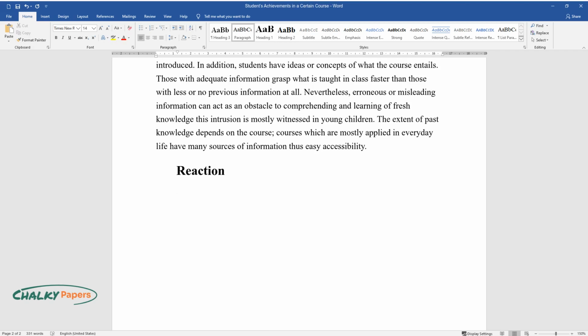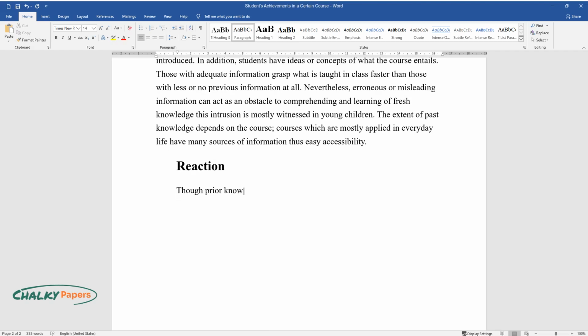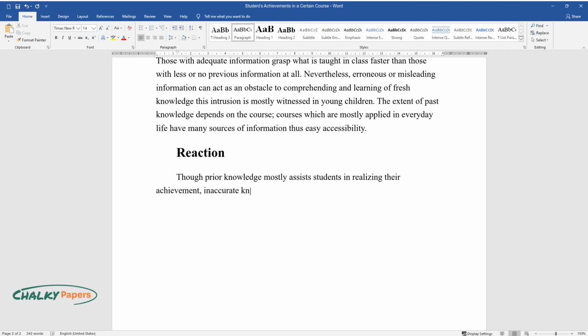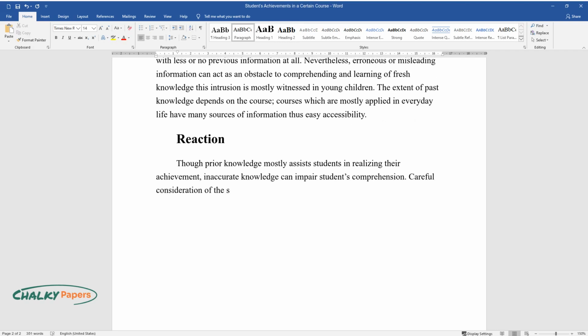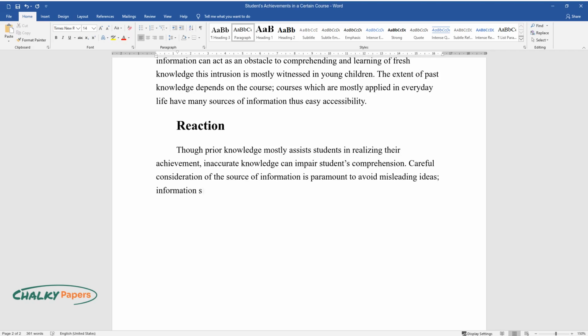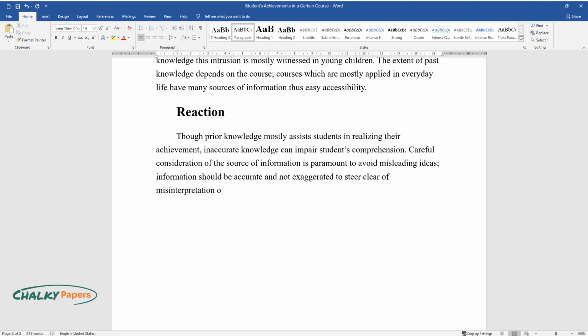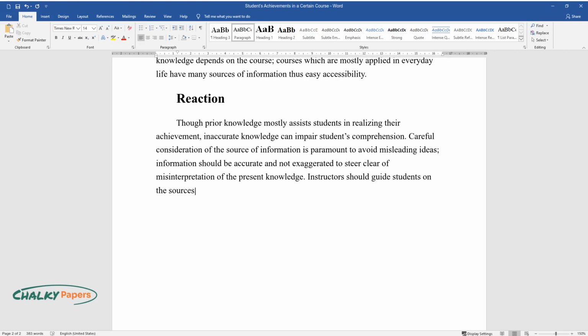Reaction. Though prior knowledge mostly assists students in realizing their achievement, inaccurate knowledge can impair students' comprehension. Careful consideration of the source of information is paramount to avoid misleading ideas. Information should be accurate and not exaggerated to steer clear of misinterpretation of the present knowledge. Instructors should guide students on the sources of information to avoid conflicting ideas.